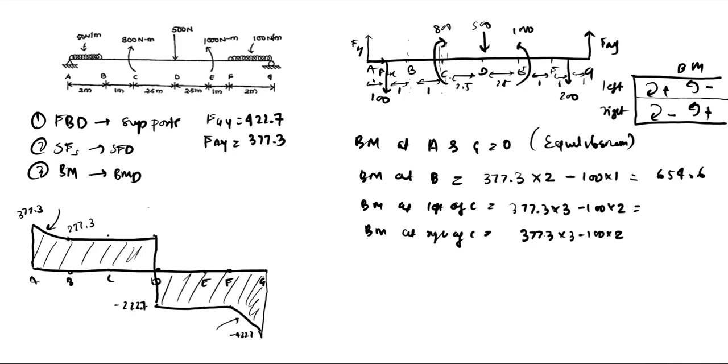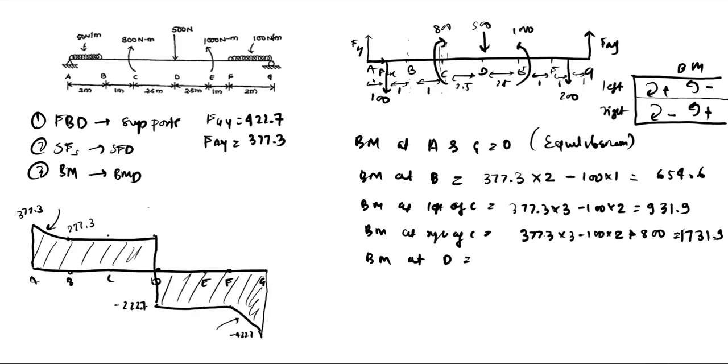But when you are considering right of the C and you are considering forces on the left, then you need to consider this moment, which is a positive 800 because it is a clockwise moment. So it will be positive 800. Yeah, this is just the concept which is important. So 377.3 into 3 minus 200 will give you 931.9 as the moment. If you add 800 to it, you will get 1731.9 as the moment.